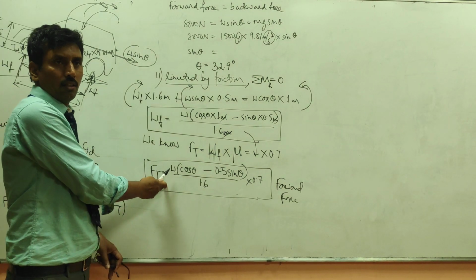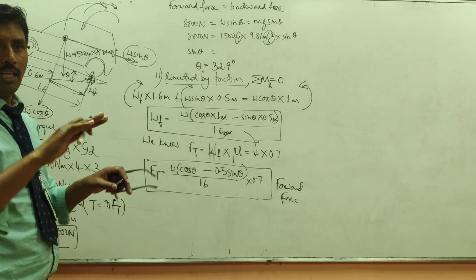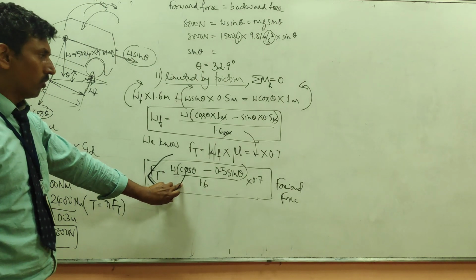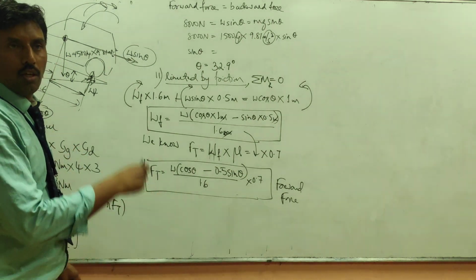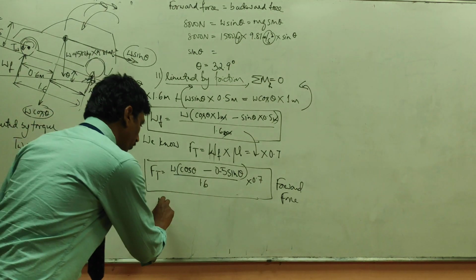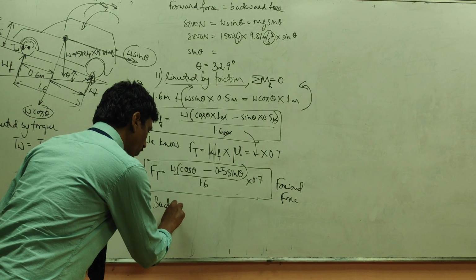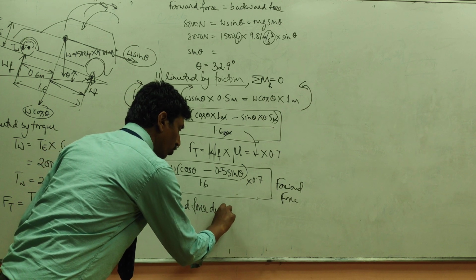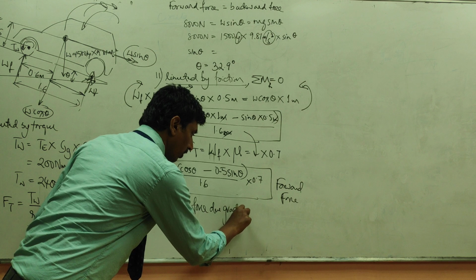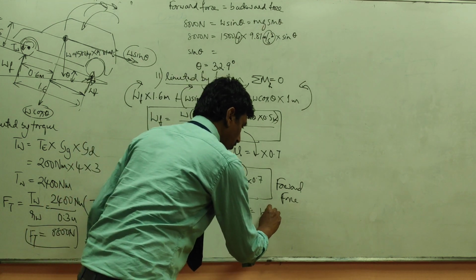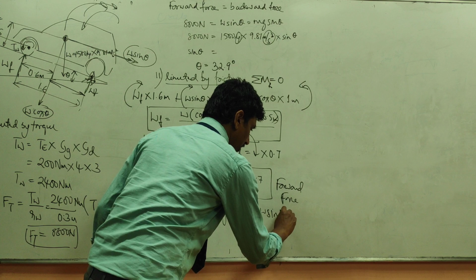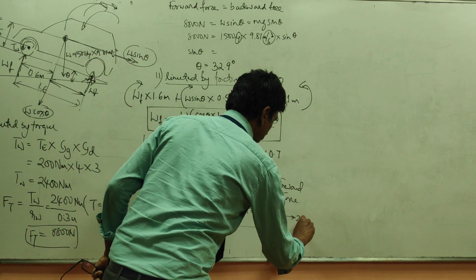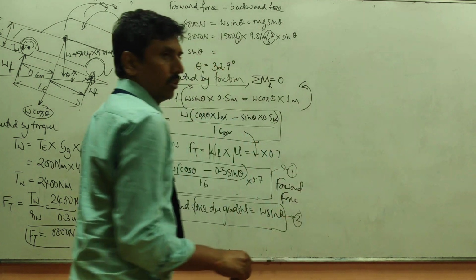If we equate the forward force and the backward force, at that point the vehicle stops, and we get the value of theta. So we have to equate this equation to the equation of the backward force. Backward force is due to what? Due to gradient. Backward force due to gradient is W sin theta. So let us call this equation 2, and let us call this equation 1.